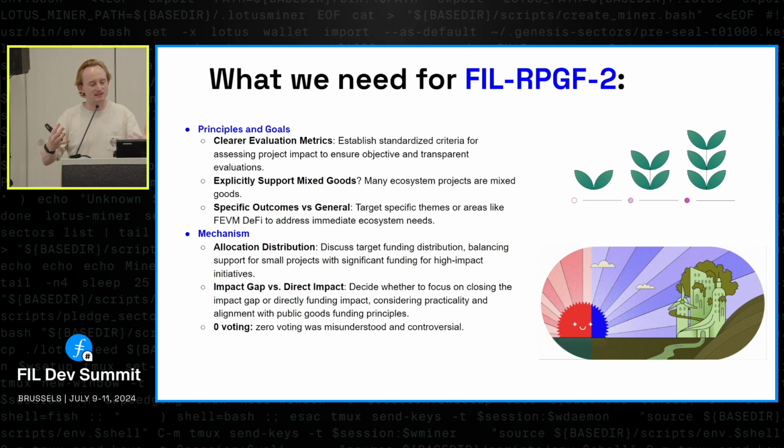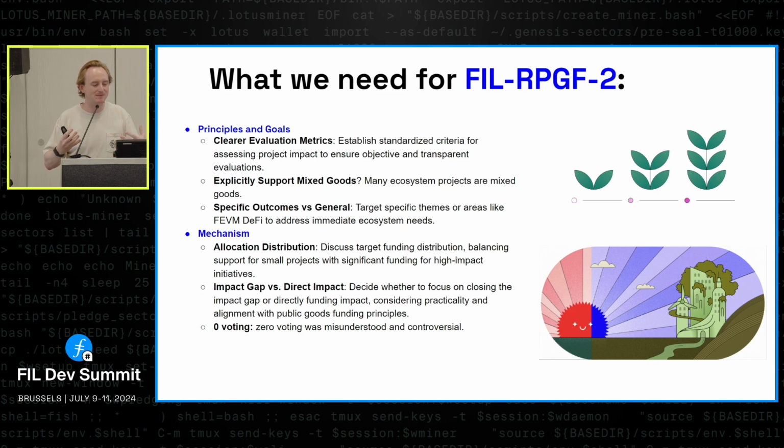Another thing to consider is the first round was very general. We had 7 categories, and we said, hey, there's tons of stuff that's important in terms of public goods for the ecosystem. We need to support it all. In future, do we think it's worthwhile highlighting some target areas? For example, some people might say developing DeFi on FEM is something that will really help the ecosystem. Should we highlight this as a specific area? So those are some things for us to discuss.